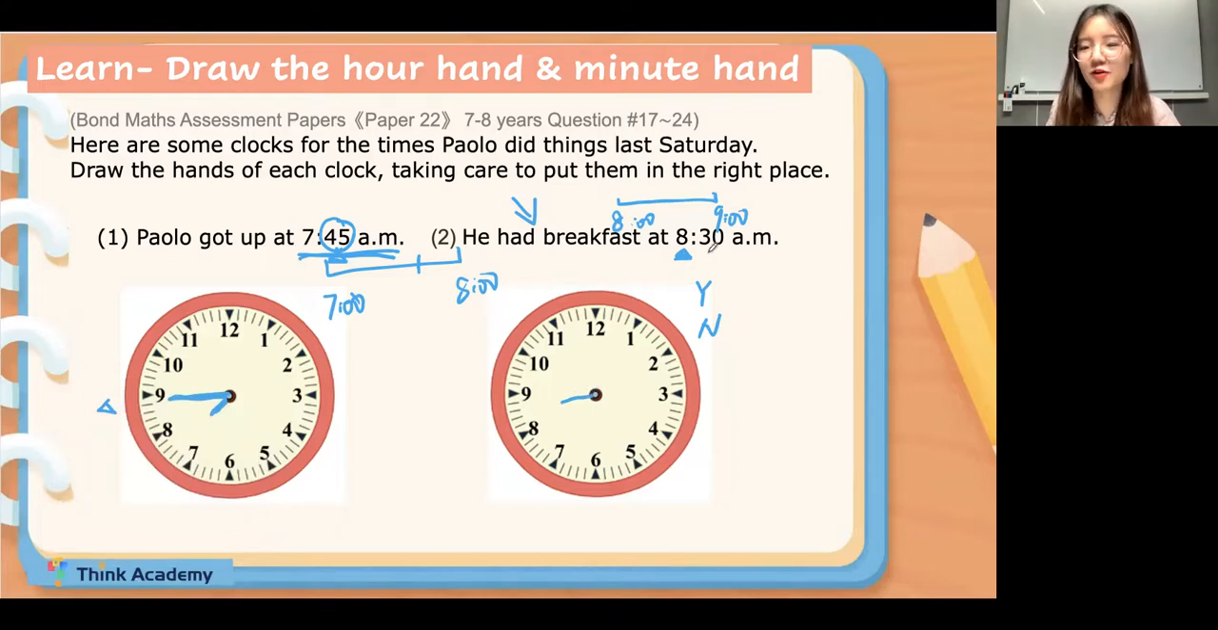Okay, so I will draw the hour hand between 8 and 9 here, right? Then for the minute hand, for 30, which number should I point to? Which number should the minute hand point to? For 8:30, which number should the minute hand point to?